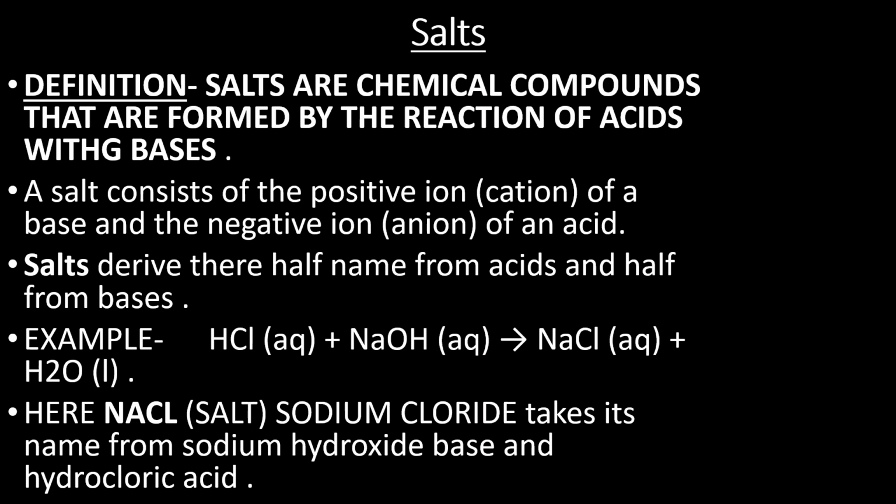As I have earlier told you, salts are the chemical compounds that are formed by the reaction of acids with bases. It means one part of the base comes to the salt and one part of the acid comes to the salt. A salt consists of the positive ion of a base. It means the positive part of the salt comes from the base and the negative ion comes from an acid.